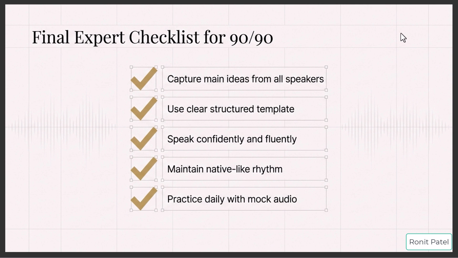Third, speak confidently and fluently. Confidence affects rhythm. You should train yourself to avoid fillers, maintain a steady pace, and keep your voice steady. Next, maintain native-like rhythm. Important clarification for you: native-like doesn't mean foreign accent. Native-like means natural flow and stress. Accent is not required.